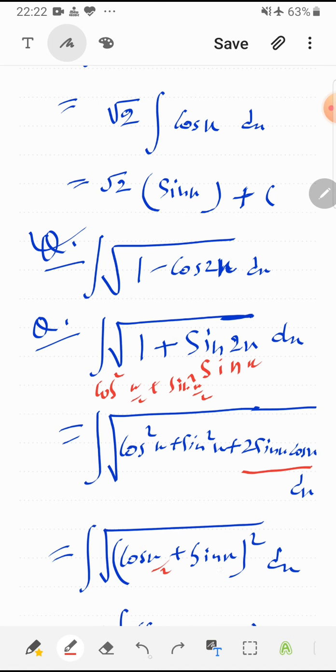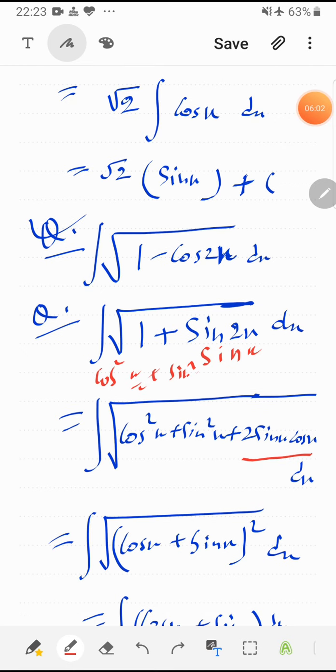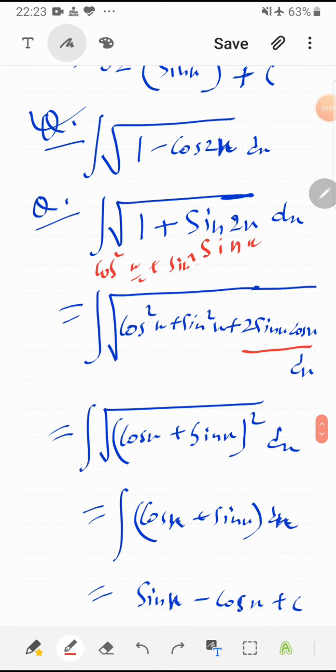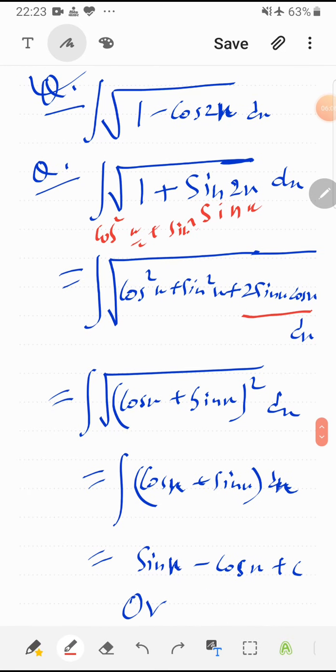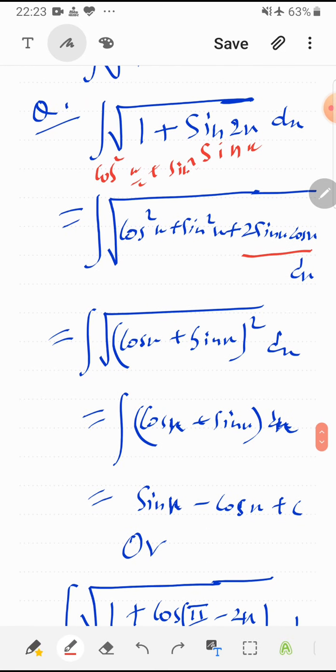It depends upon me what angle is given, and I can write the value of 1 accordingly. So we can write this as cos x by 2 plus sin x by 2 whole square, which can be done. So whether it is sin x or sin 2x, we can handle this question.